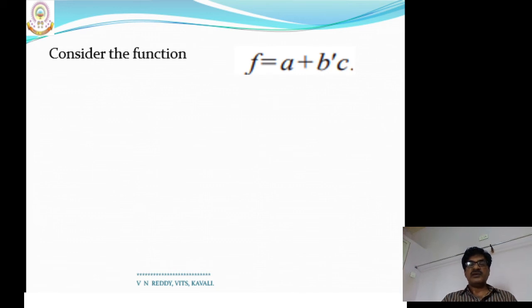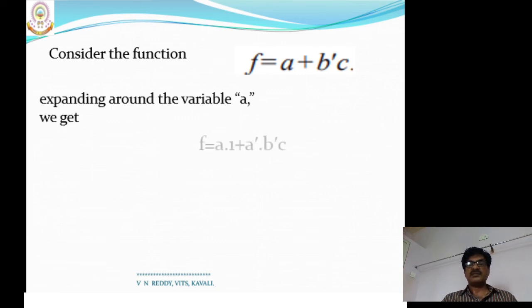Now I am including the complement one like this. So f equal to a into 1 plus the second term, a dash dot b dash c. The first term is a into 1, which is a, and the second term I am adding is a dash into b dash c. So with reference to one variable the function is expanded.